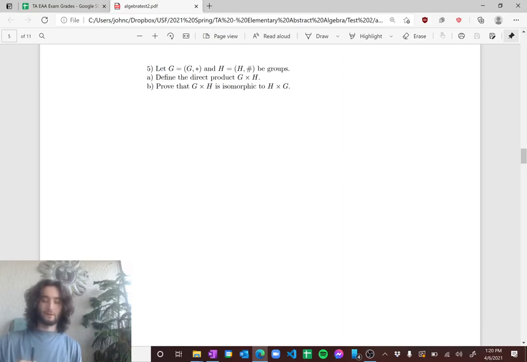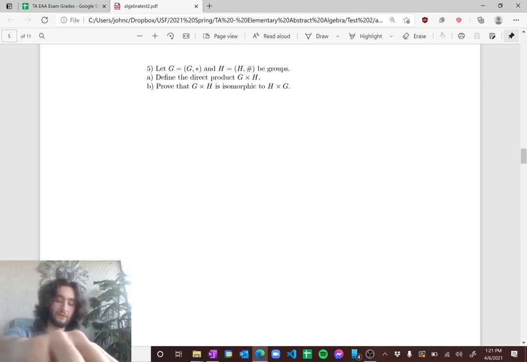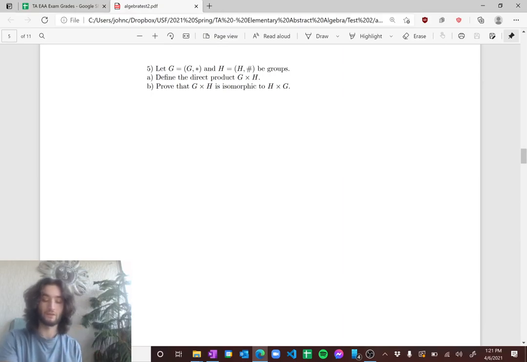Okay, problem 5. Let G be a group with the operation star, and let H be a group with the operation hashtag. Define the direct product G cross H. So the direct product is a new group that you can make from two previous groups. And here's what it's made of.